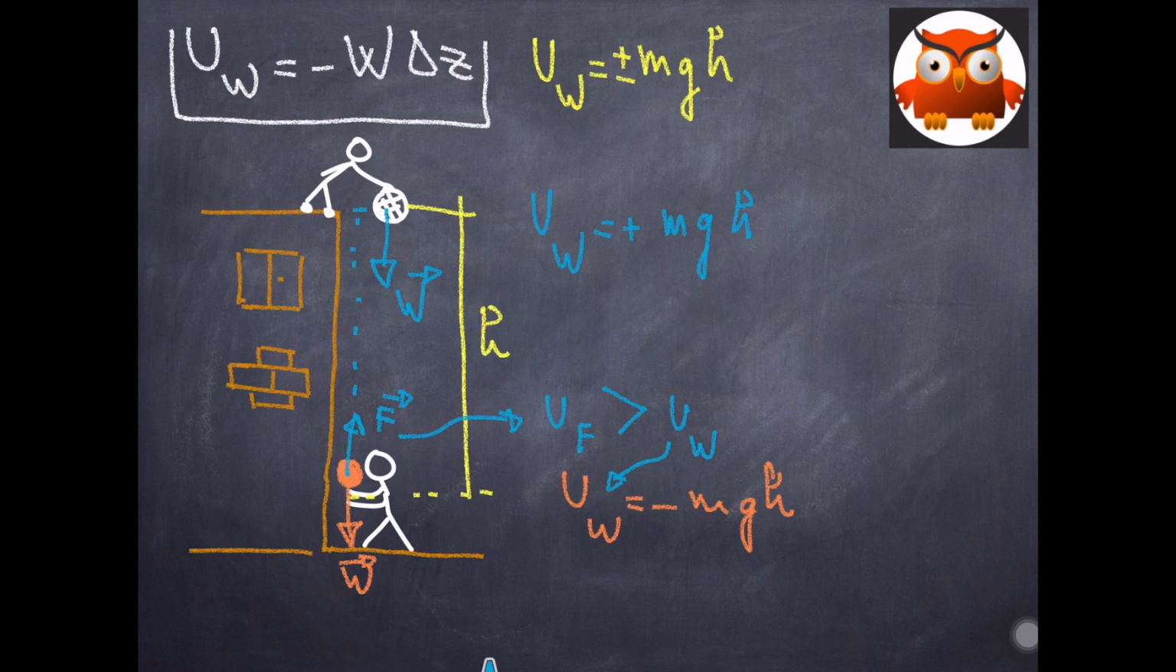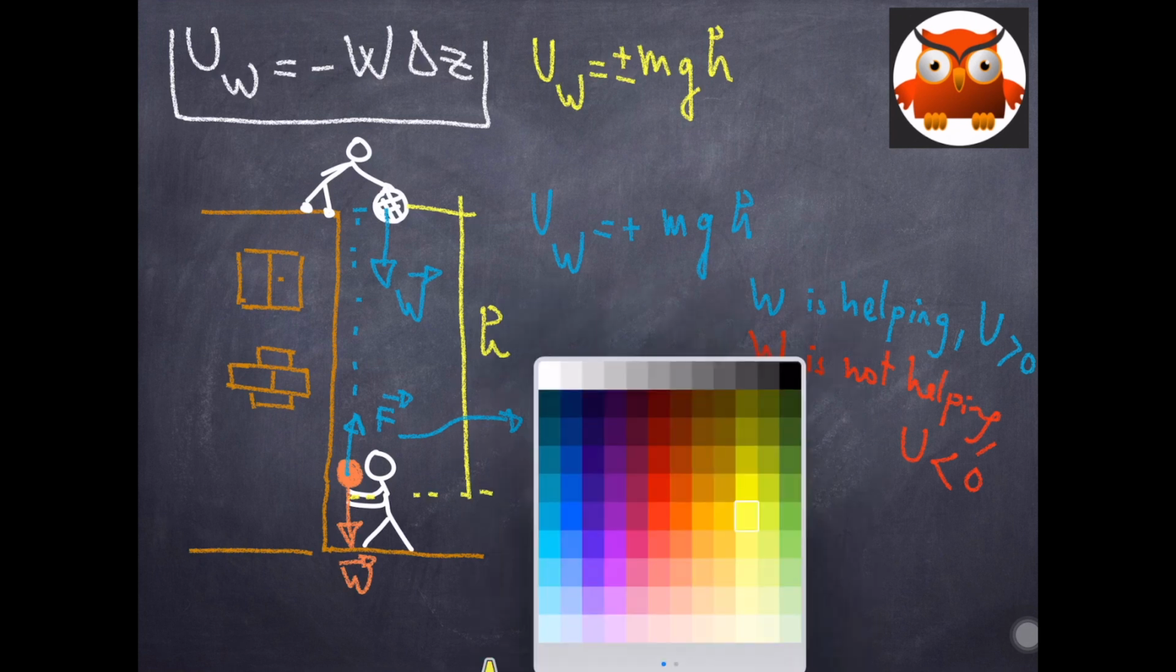Okay, now let's summarize. If the weight is helping, then the work done will be positive. And if the weight is not helping, then the work done by the weight will be negative. These are the two cases that we have.